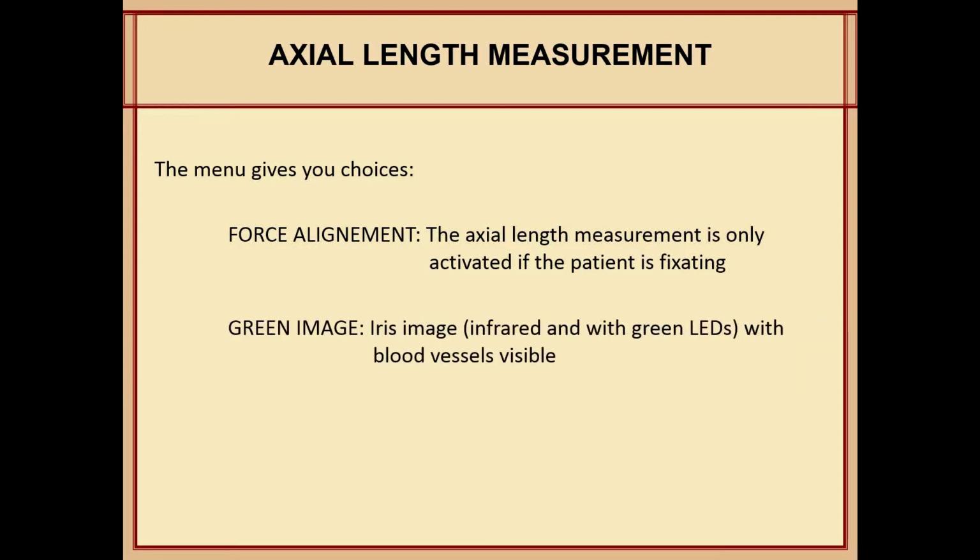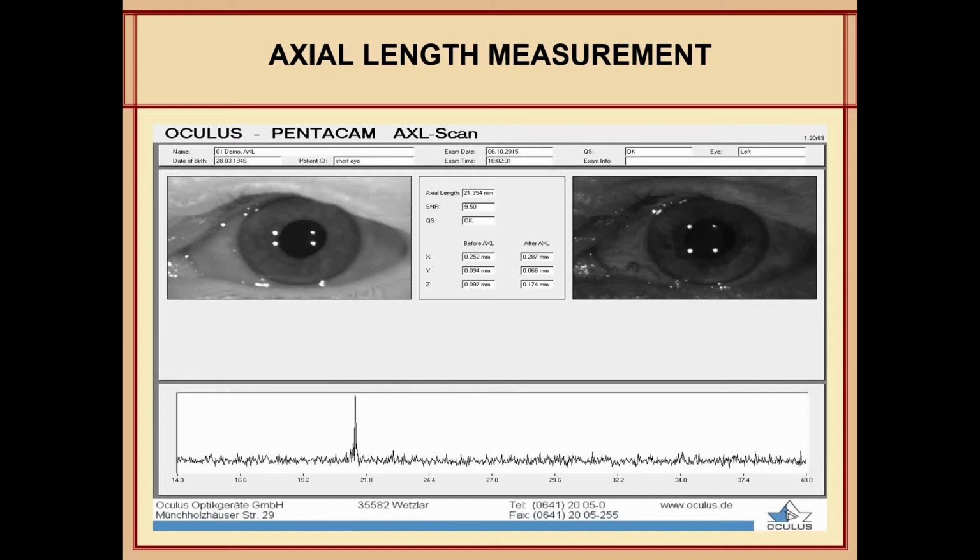And the green image is on all the time, where the iris image is used by infrared and green LED, and that's what makes the blood vessels visible on the picture that you saw. And this is a printout of the axial length measurement, and you can see the peak of the retina in here, and that gives you the axial length measurement with the pictures that you see on the right and on the left.